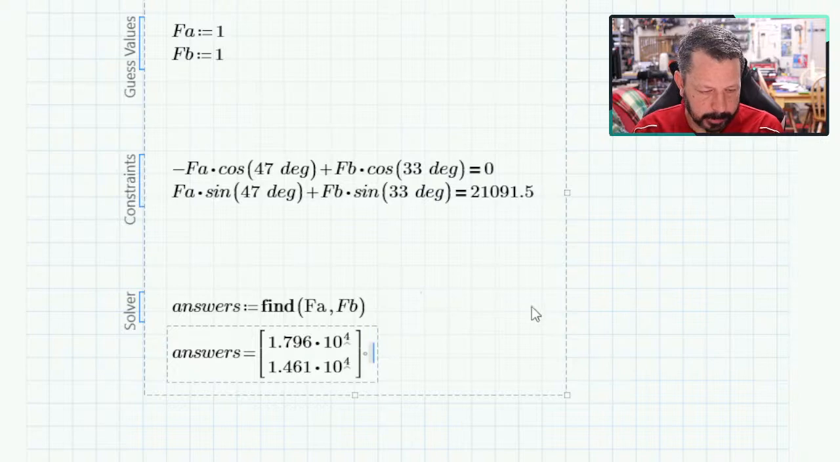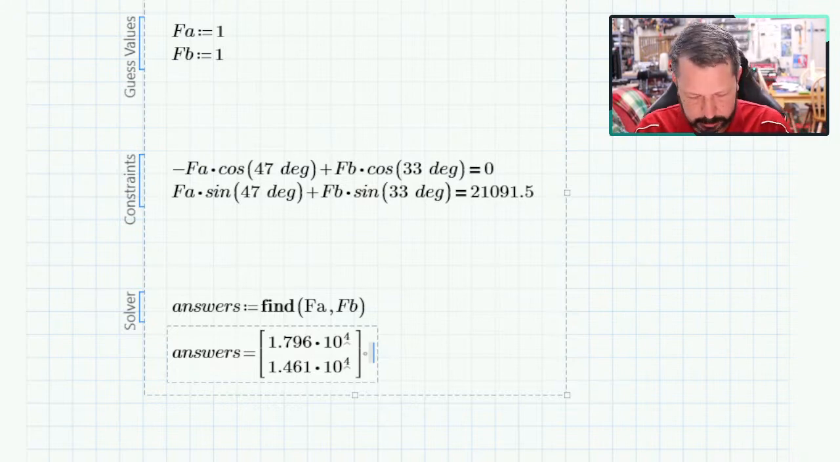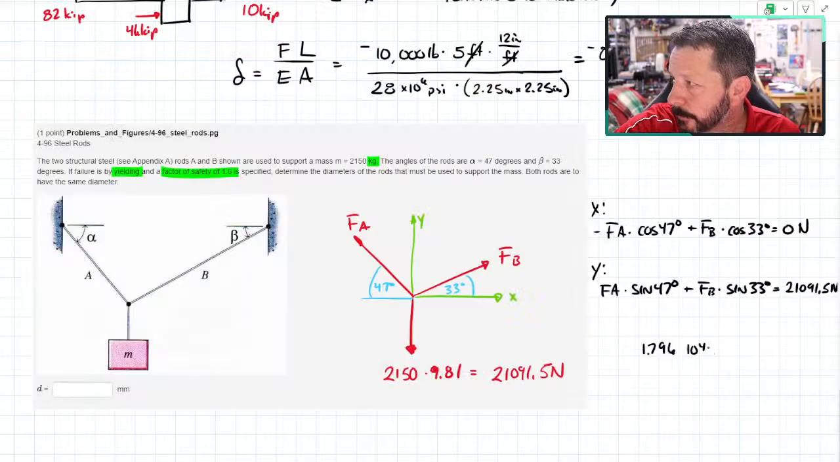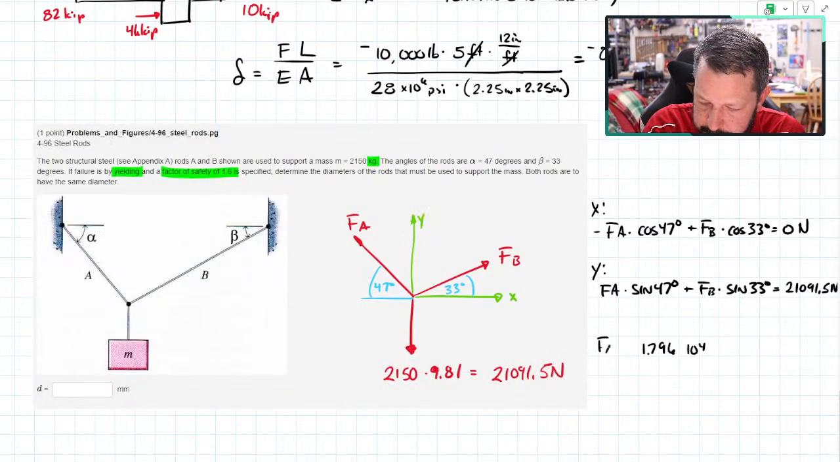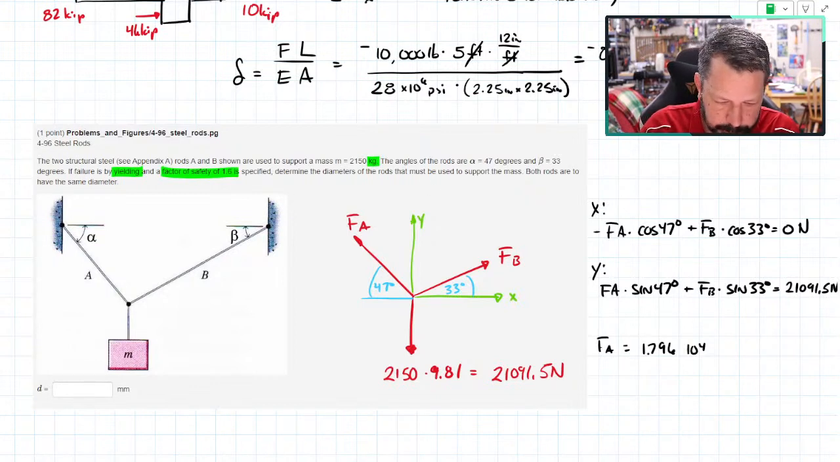So we have our values. It looks like FA is the controlling one. It's the larger diameter. So let's go back. I want to write it down while I'm over here. 1.796 times 10 to the fourth. Okay, so that's FA. FB was a smaller number. I'll write it down, 1.46.